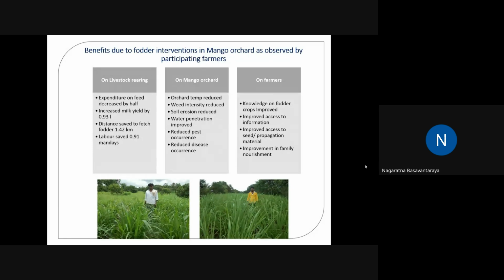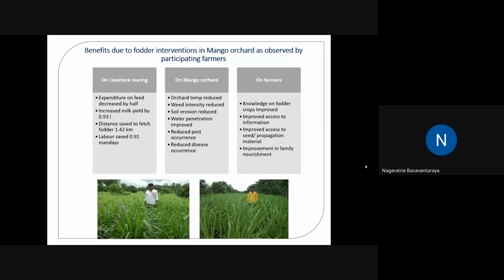These crops, they were never knowing about these crops. So their knowledge about the fodder crops improved. They were not knowing from where to get the seed or plantation materials. So they could get improved access to information, to whom to contact if they need to cultivate the fodder crops.